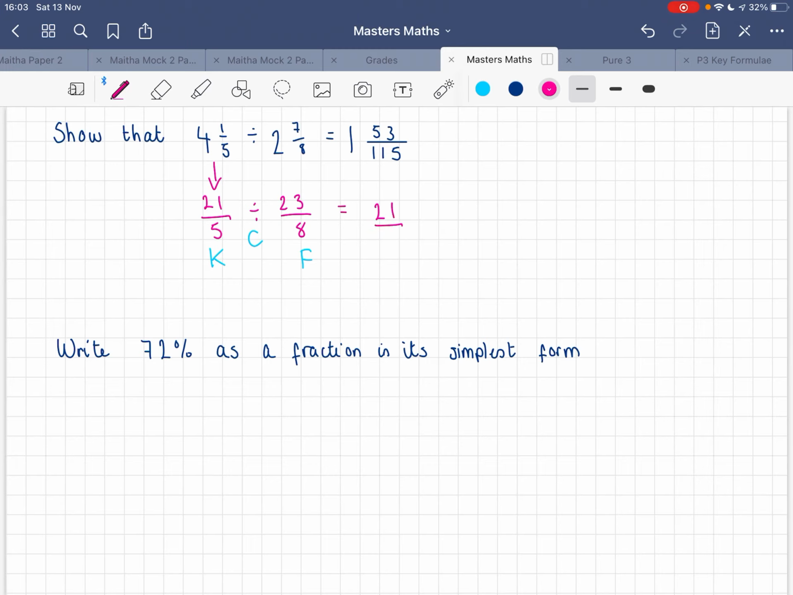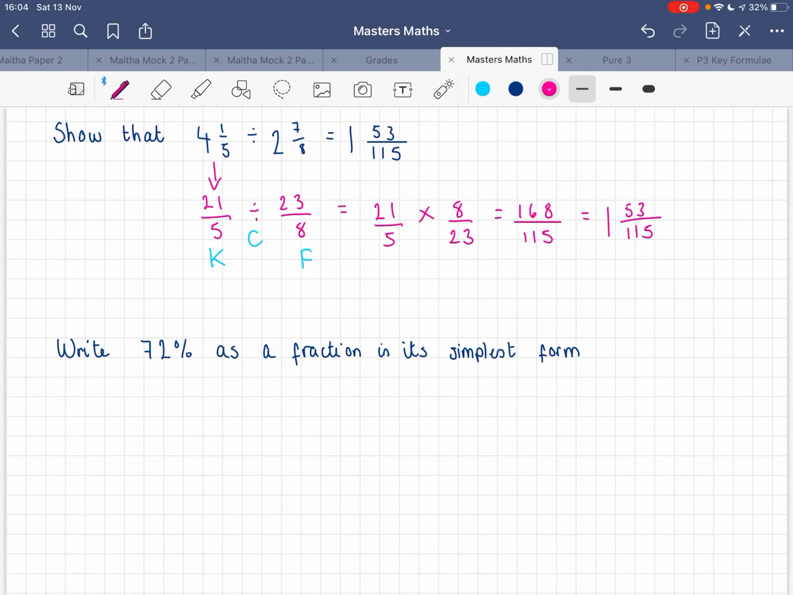So 21 over 5 stays as it is, divide becomes multiply, and we flip the last fraction, becomes 8 over 23. Now we can multiply the same as we did before, so 21 times 8 is 168. 5 times 23 is 115. Starting to look a bit like this because we've now got the correct denominator. The last thing we need to do is change it to a mixed fraction. 115 goes into 168 once, so that's our whole number, with a remainder of 53, and the denominator is 115.